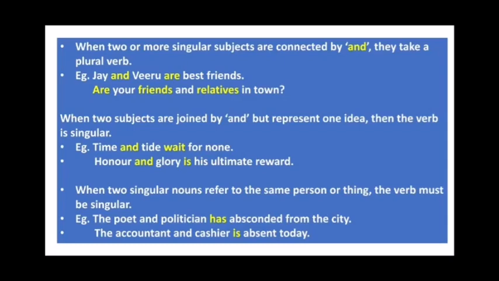Next, when two singular nouns refer to the same person or thing, the verb must be singular. Example, the poet and politician has absconded from the city. So here we have the singular verb, that is has. Next, the accountant and cashier is absent today. So again we have is as the singular verb.